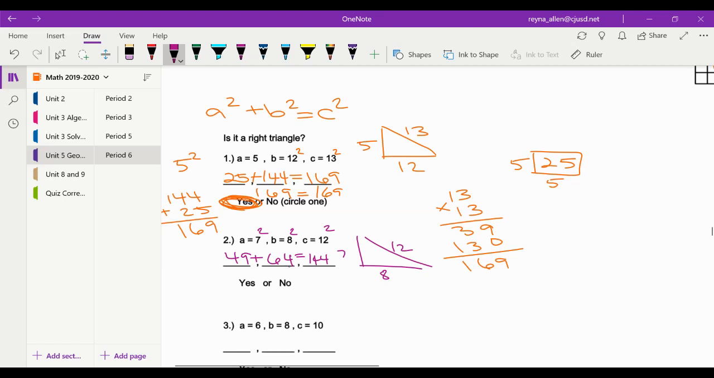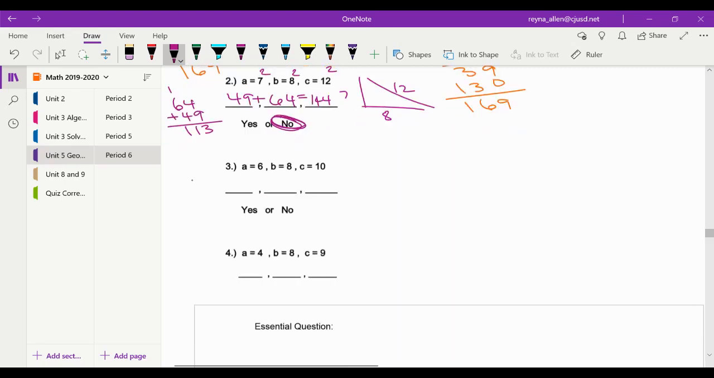So what do you guys think? Yes or no? Let's see. We're going to do 64 plus 49. 9, 10, 11, 12, 13, 10, 11. Are those the same? No. So we say no. It is not a right triangle. Let's do one more. Okay.